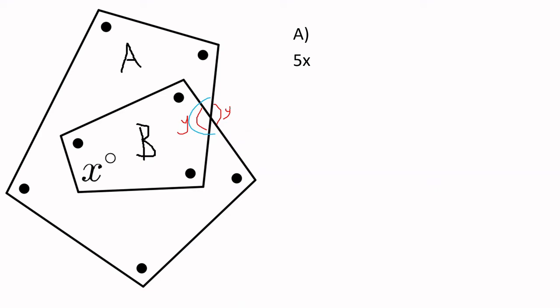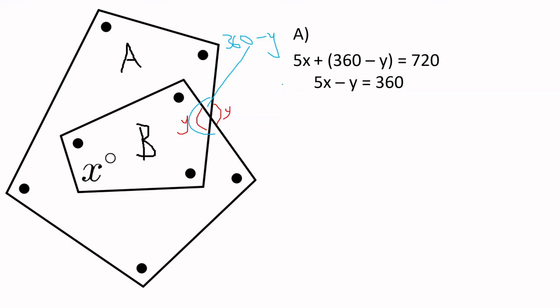Well, if we know that this is 360 and we know this is y, then if we take this out, we know this is 360 take y. So then we can use this in our equation, and we just get the sum of the interior angles, which we worked out a second ago. But this can be simplified, because if you do 5x plus 360 minus y, you can realise I just take 360 off both sides, and then you get 5x minus y equals 360. Okay, let's work out B.